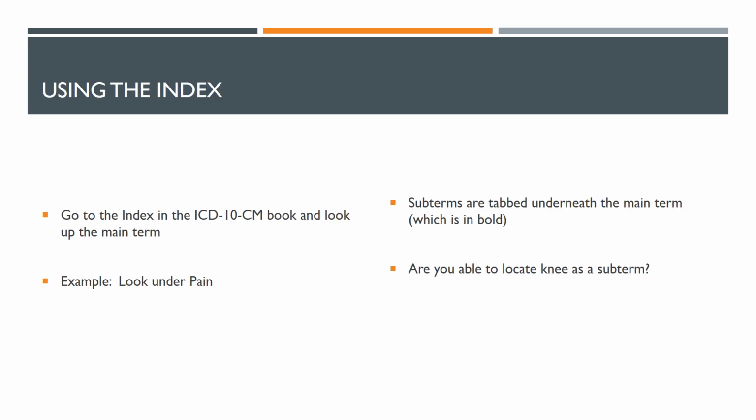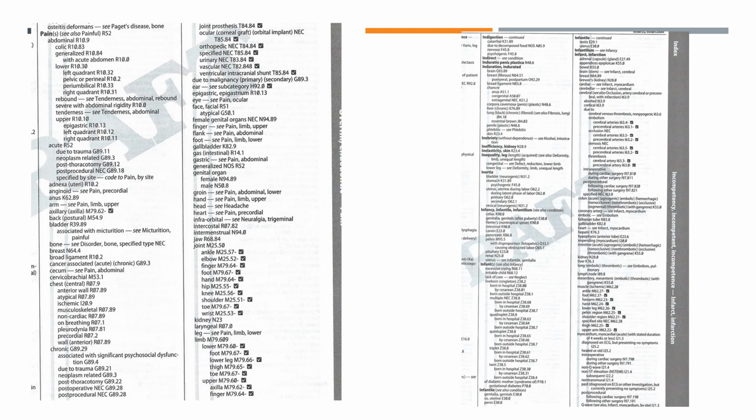Once you have located the main term, find that term in the index. Main terms are listed in bold. Then you would review the subterms underneath for more specific examples of the diagnosis. Let's review our specific examples. For right knee pain, we determined the pain was the main term, so we would find that in the index.